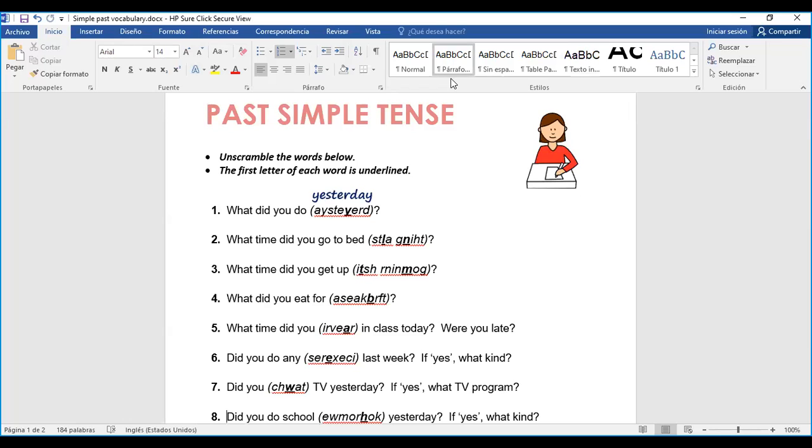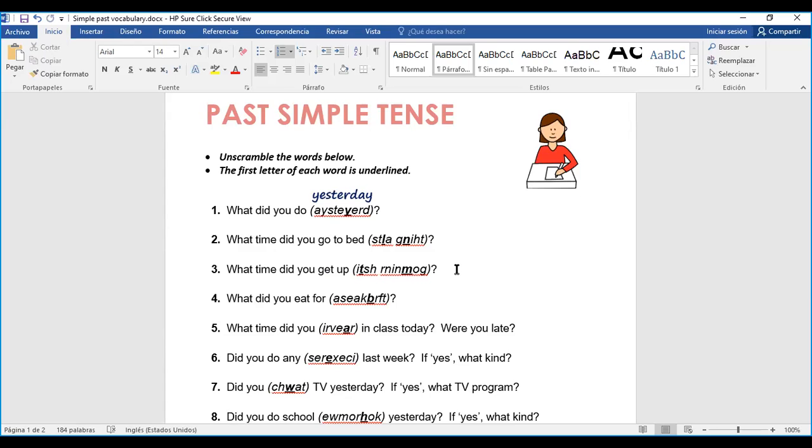Can anybody tell me number two? Do you have the scrambled word? It's a two-part word, and one of them starts with an L, and the other one starts with an N, and the question is, what time did you go to bed? Last night. Last night, excellent, very good. And remember that last is a very common word to use in the past. We say last year, last month, last week, to refer to something in the past. So in this case, you have last night.